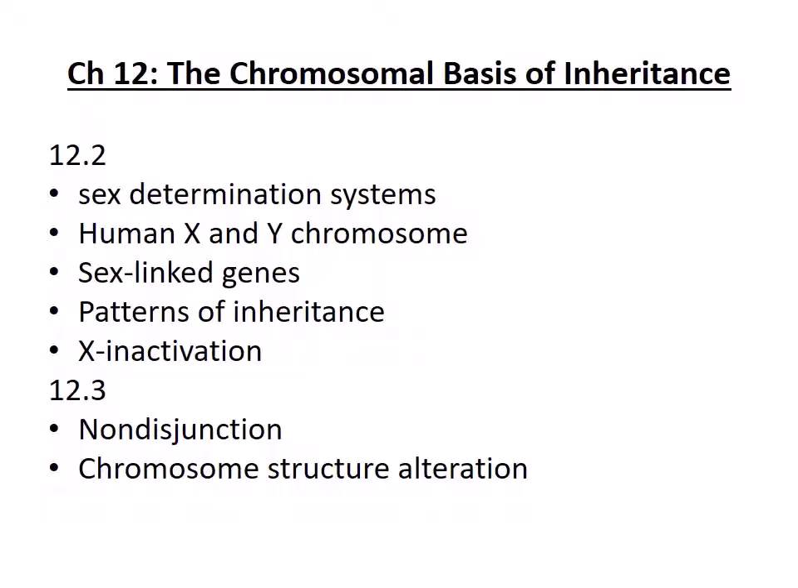Chapter 12 is really almost an extension of chapter 11. We looked at patterns of inheritance with sex chromosomes. In particular, I said pay attention to human X and Y chromosomes and really pay attention to X-linked traits. We also talked about X inactivation, where female mammals turn off one of the X chromosomes in their cells, so they have a mosaic of characteristics depending on which X chromosome they inactivated. We also talked about non-disjunction, where the chromosomes don't divide appropriately in meiosis, and alterations in chromosome structure. So that's it for chapter 12.